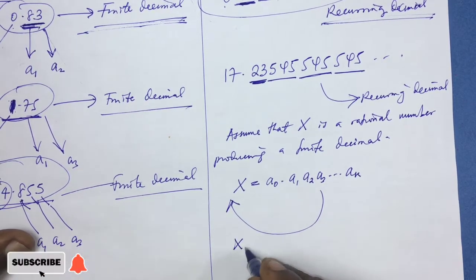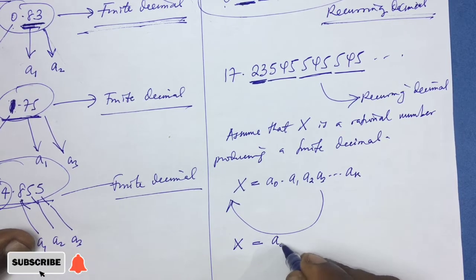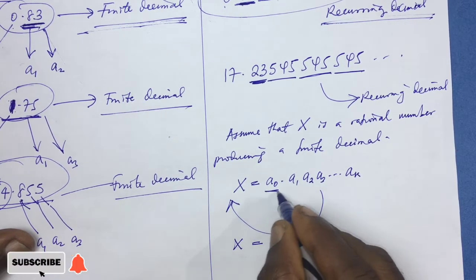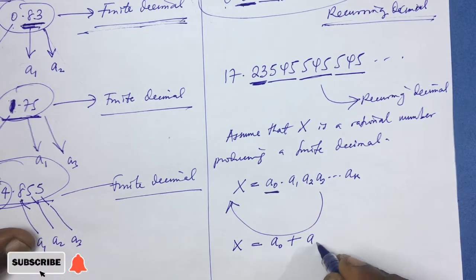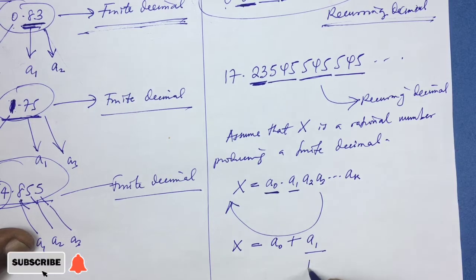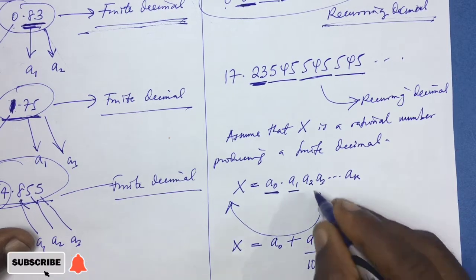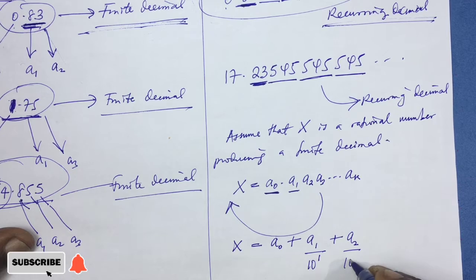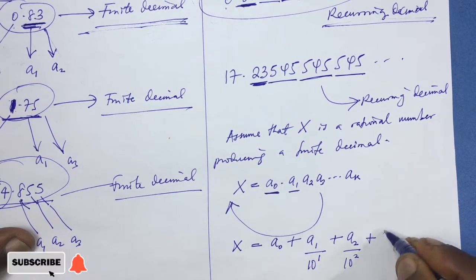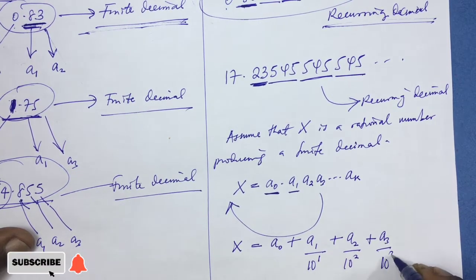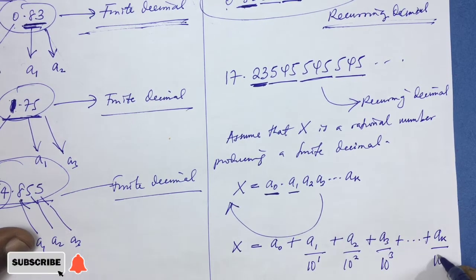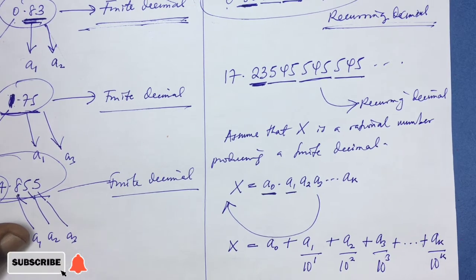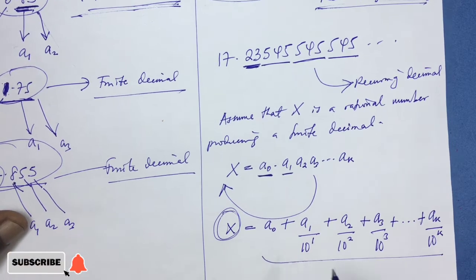How can we do that? We can do that by writing this as a0, the digit before the decimal point, plus A1, the first digit, all over 10 raised to power 1, plus A2, the second digit, all over 10 raised to power 2, plus A3, the third digit, all over 10 raised to power 3, plus you can continue up to AK, all over 10 raised to power K. Okay, now if you do this and simplify it, it will give you the rational number that produced the decimal.